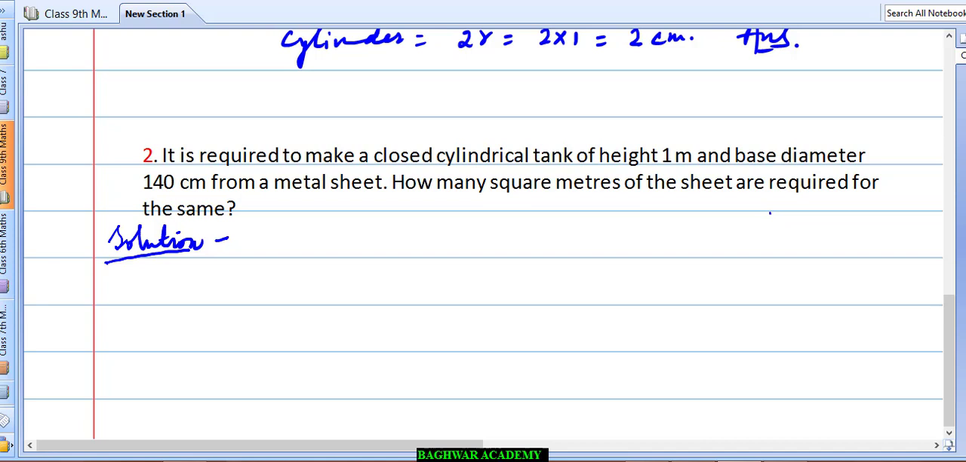Suppose you draw a figure so that you will understand properly. Suppose this is your cylinder, a right circular cylinder, you need to draw it this way. So it is required to make a closed cylindrical tank of height 1 meter. Height should be 1 meter. This is the height. And base diameter is 140 centimeter. This diameter is 140 centimeter.